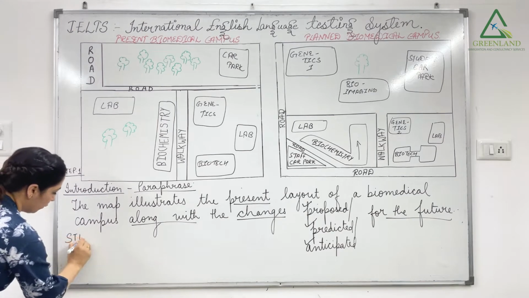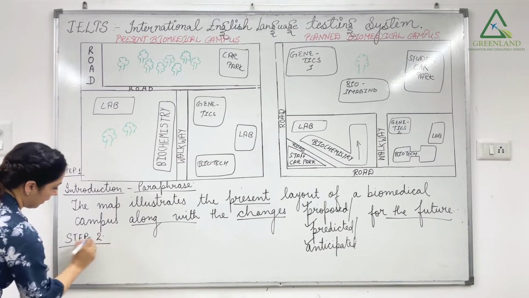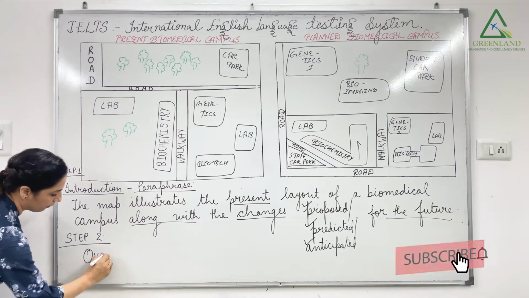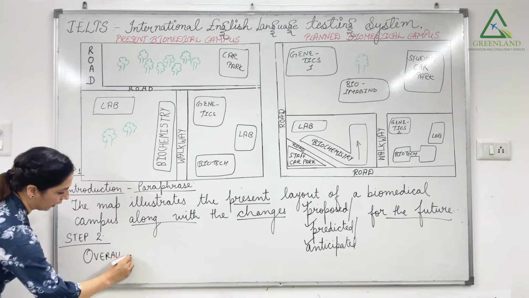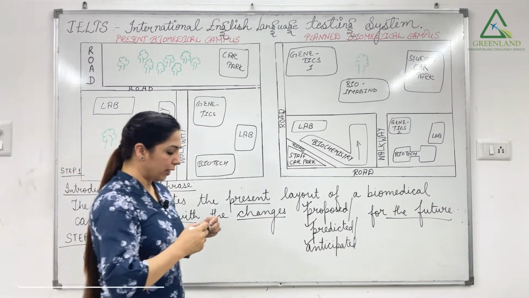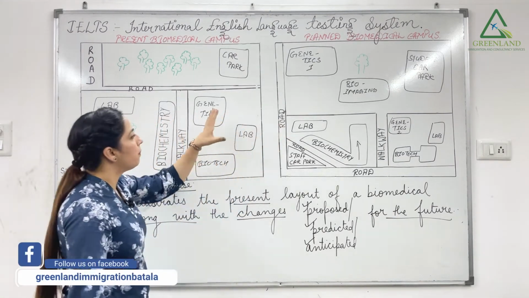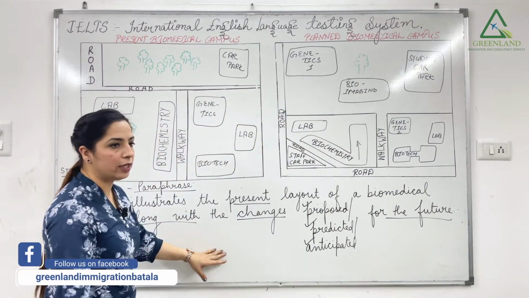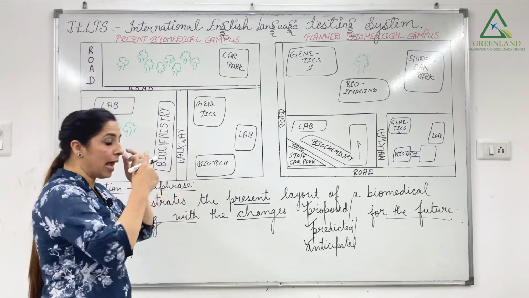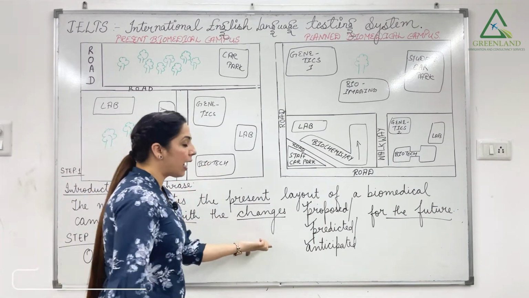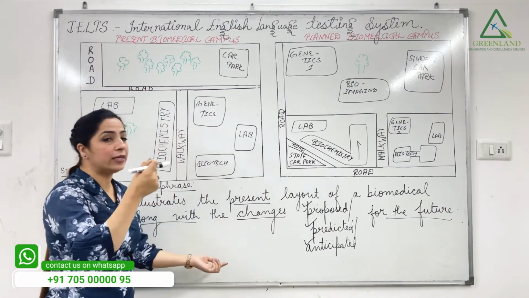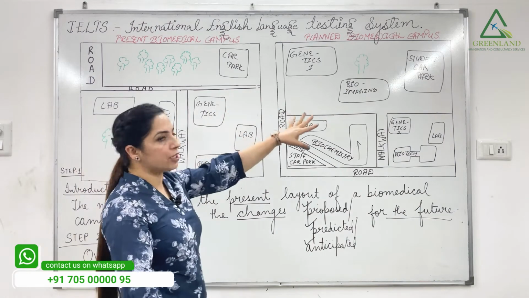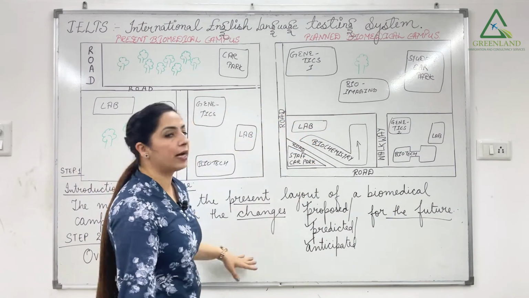So step 2, as explained in the previous video, is your overall. Okay, so what is an overall? In short, overall is the major changes which we see in the map that we have to mention in the overall. Those are the general changes and the major changes. We don't have to write the small or minute details of the maps in an overall. Please keep this in mind. The major changes which we see, we have to write in an overall.